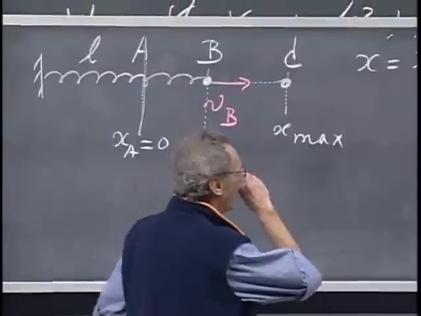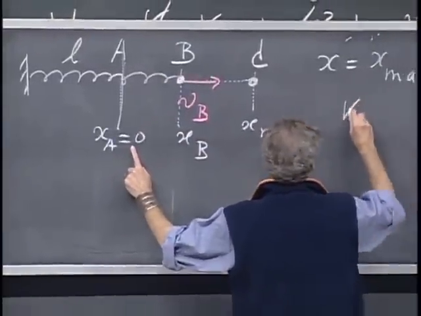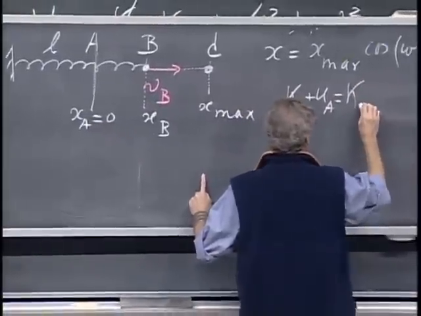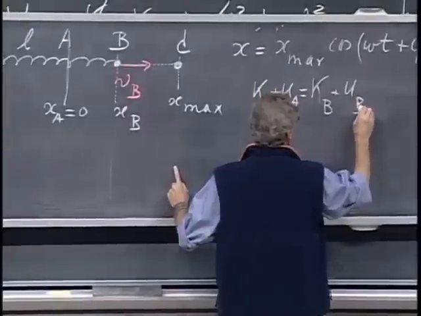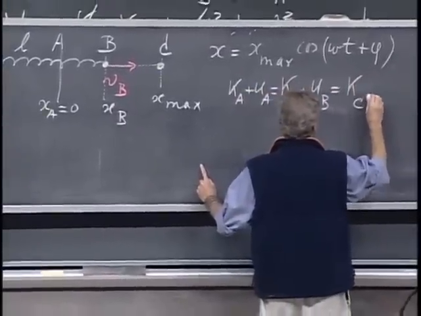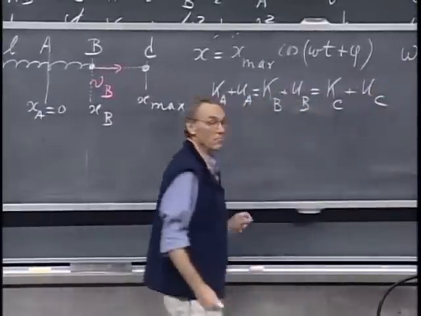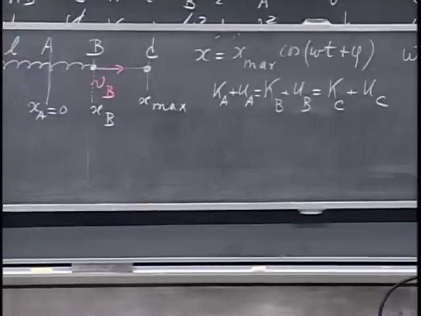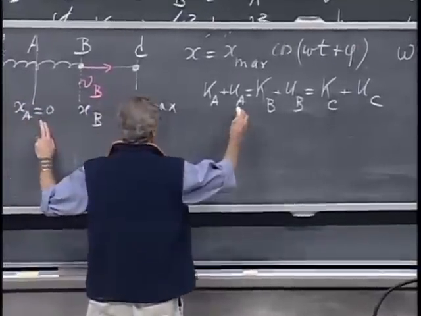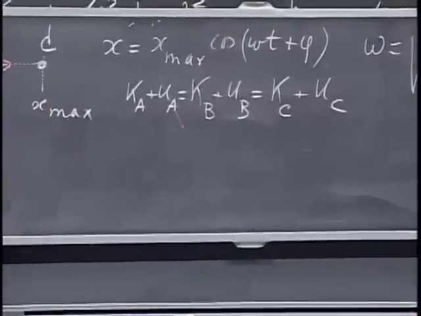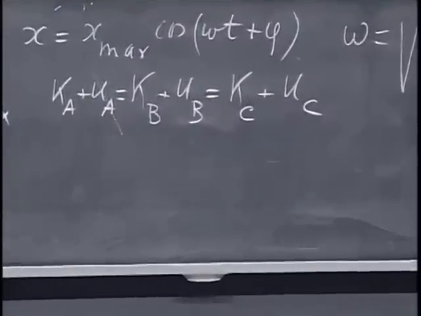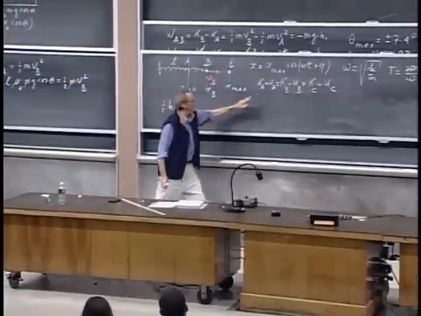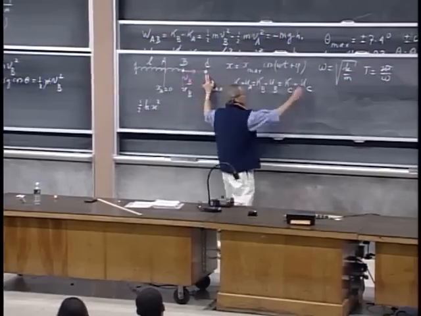The conservation of mechanical energy tells me that the kinetic energy at A plus the potential energy at A must be the kinetic energy at B plus the potential energy at B, and that must equal the kinetic energy at C plus the potential energy at C. Right? There's no friction, there are no non-conservative forces, so this has got to work. Well, the potential energy at A is 0, because remember, the potential energy of a spring is 1/2 k x squared, if x is the displacement from its relaxed position. So this is 0.